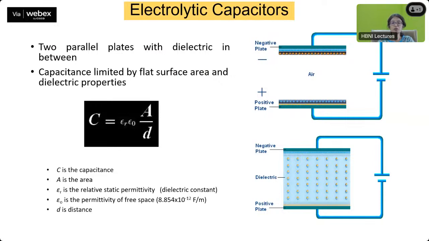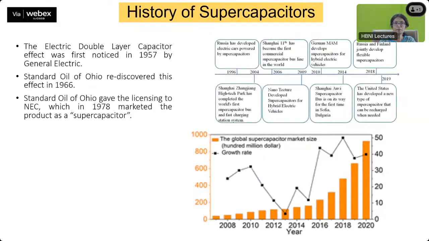So C is nothing but the capacitance, A is the area, and epsilon R is the relative static permittivity, epsilon 0 is the permittivity of free space, and D is the distance, that is the distance between these two plates. So this is the concept about electrolytic capacitors. In one part, what you have is air, as you can see over here, and the other part is when you are having the dielectric in between, and the capacitance increases because of the dielectric material which you have kept in between these two plates.